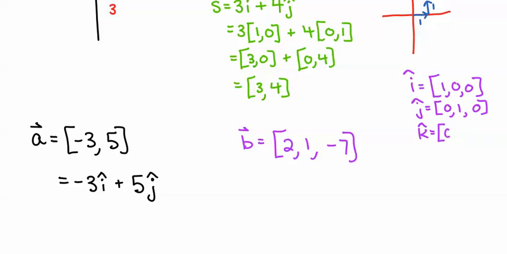So x, y, z. So this would just turn into 2 i hat plus j hat minus 7 k hat. So that's just 2, 1, and negative 7 in 3-space. So we can turn a Cartesian vector, an algebraic vector, into a unit vector just by doing that.